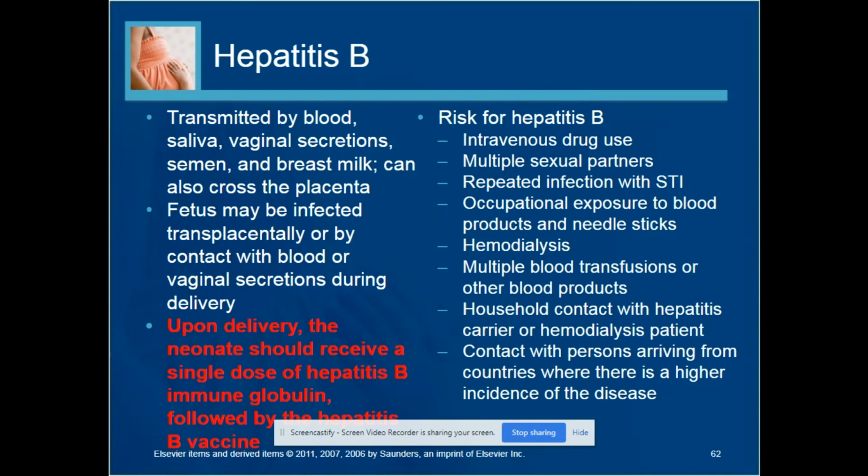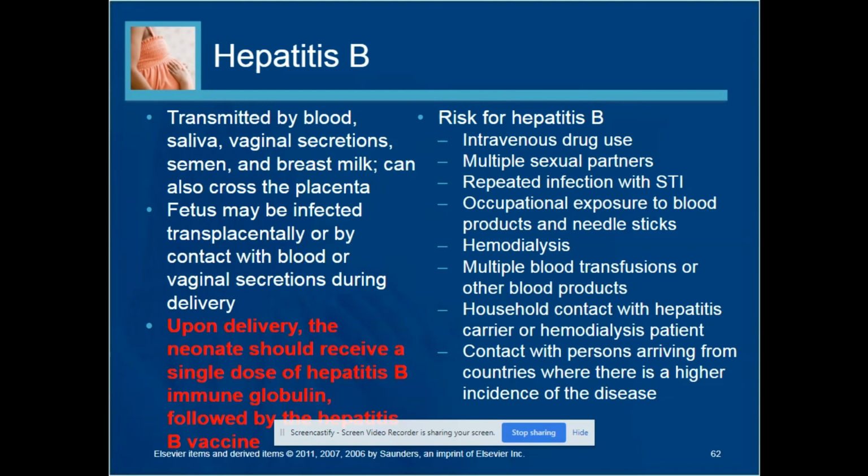Hepatitis B is transmitted through the blood, saliva, vaginal secretions, semen, and breast milk. It can also cross the placenta. The fetus may be affected transplacentally or through contact with blood or vaginal secretions during delivery. Upon delivery, the neonate should receive a single dose of the hepatitis B vaccine, followed by immunoglobulin, and then followed by the vaccine. Hepatitis B vaccine will be the first vaccine that the infant gets.